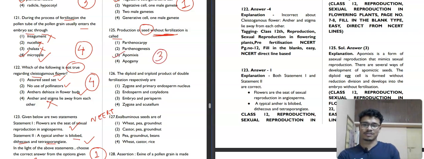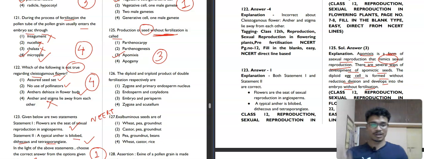Not apogamy, not parthenogenesis, not parthenocarpy. It is apomixis. Why am I marking apomixis as the correct answer? Because apomixis is a form of asexual reproduction that mimics sexual reproduction. What happens here? Basically, there are several ways of development of apomictic seeds. The diploid egg, without undergoing reduction division, develops into an embryo without fertilization. That's why we say that it mimics sexual reproduction. So the third option will be our correct answer. I hope you are getting it. I hope you can understand.